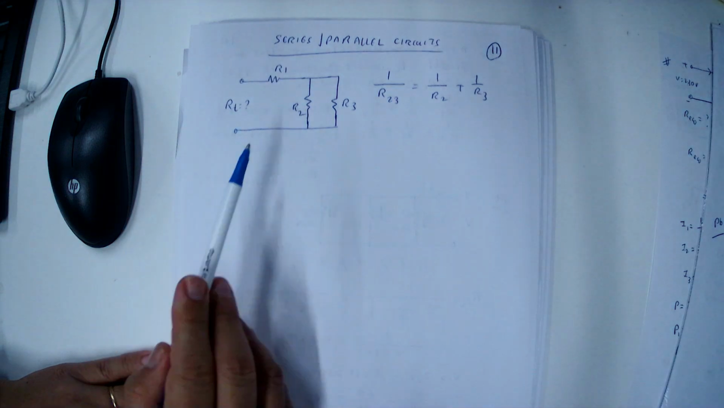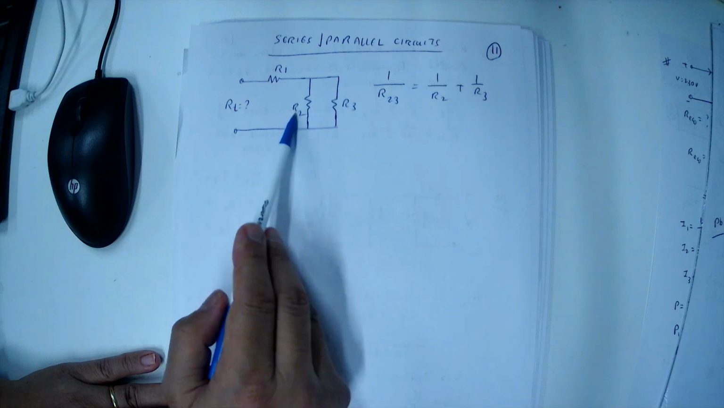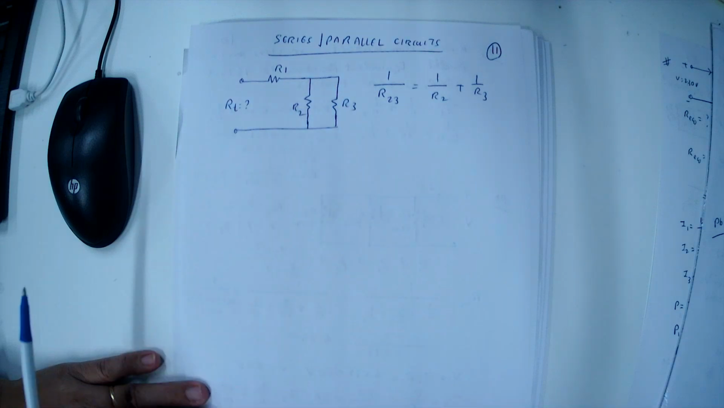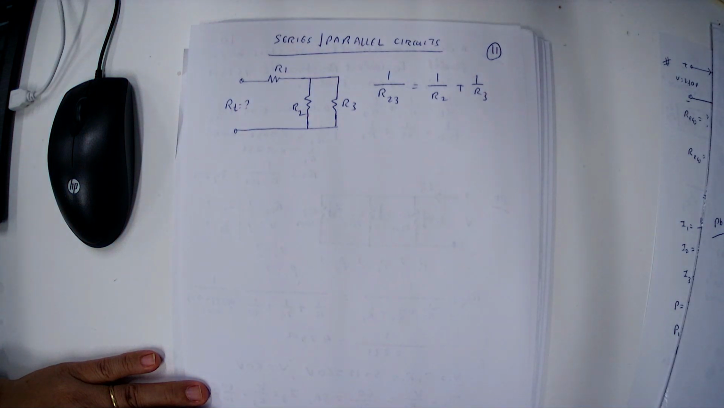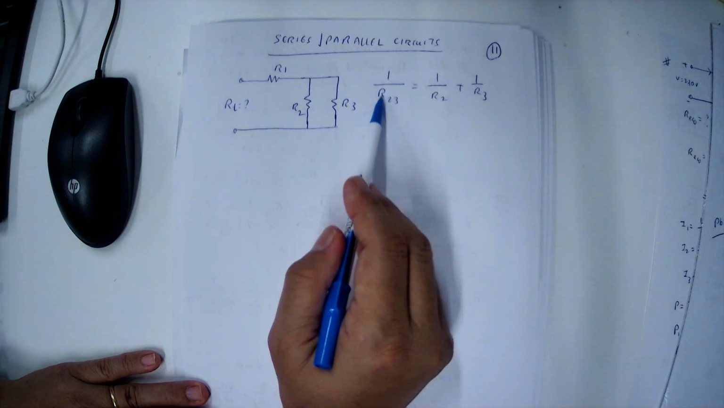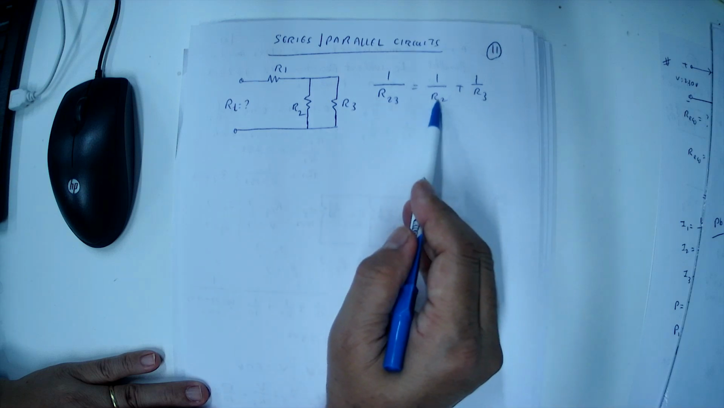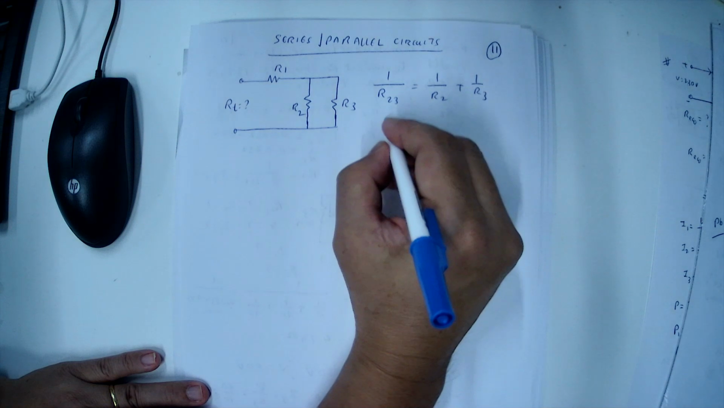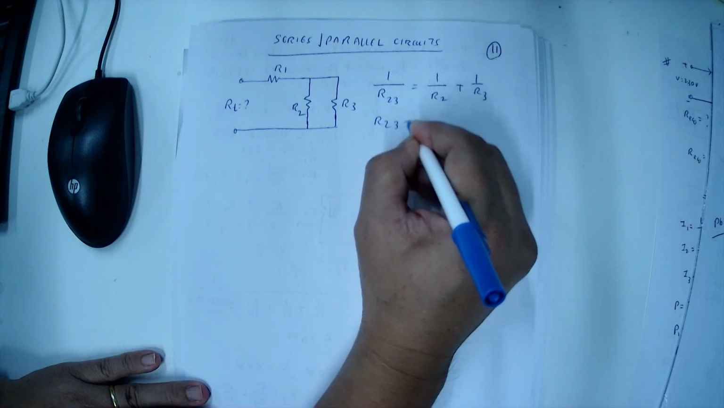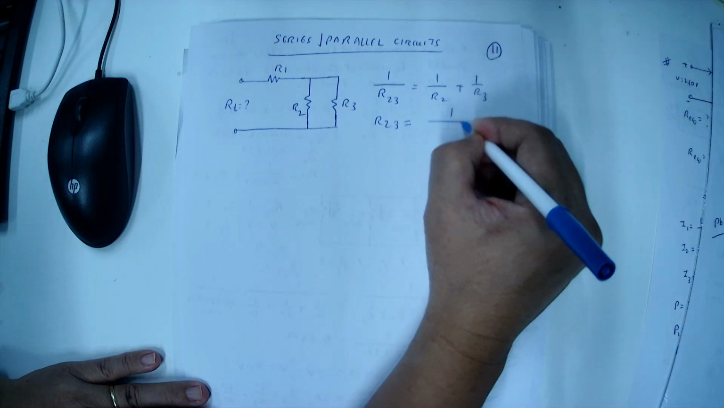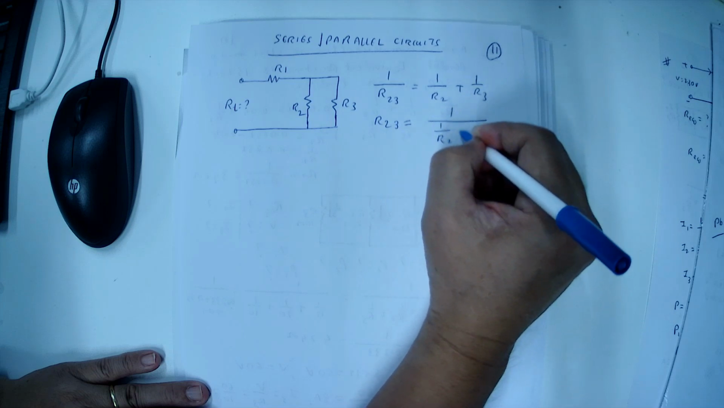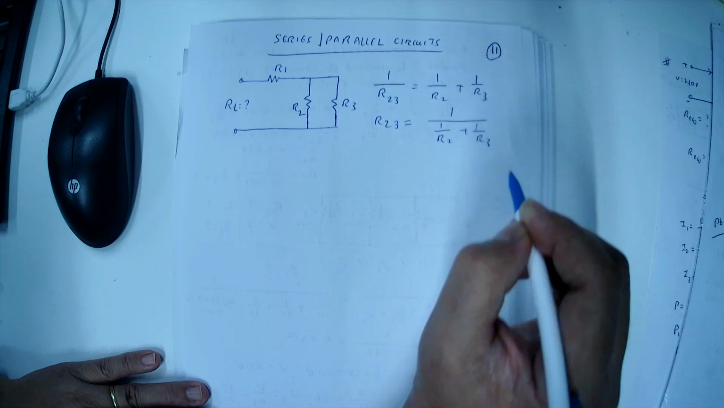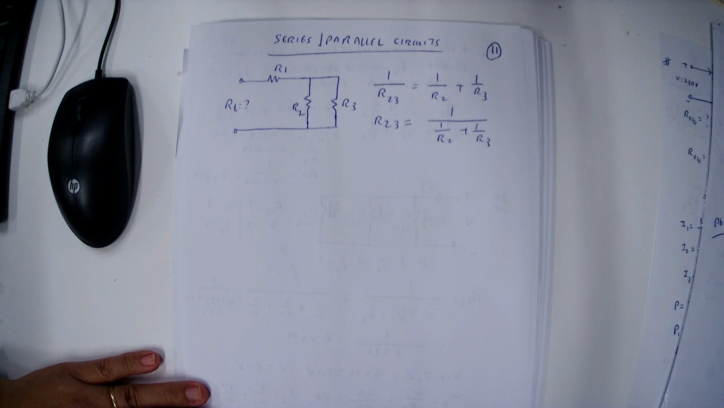So in this case, firstly we solve the parallel connected resistors. R2 and R3 are connected in parallel. Therefore, 1 by R23 equals 1 by R2 plus 1 by R3. So R23 can be calculated as 1 divided by (1 by R2 plus 1 by R3). So this is the way we firstly calculate.